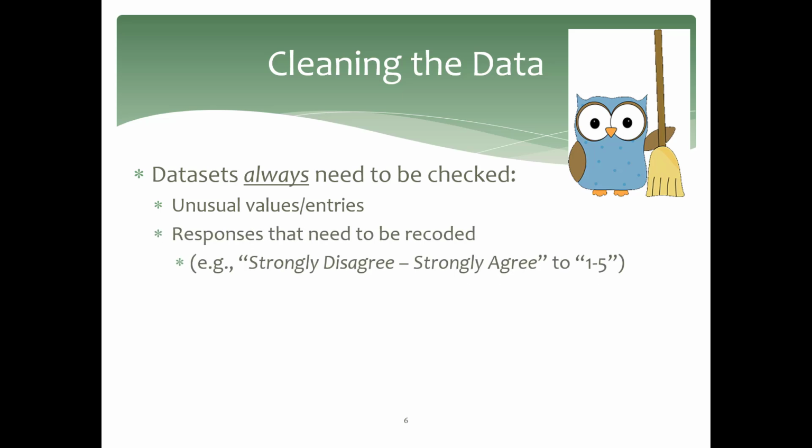Another thing that often happens is that you get responses that need to be recoded. For example, if you administered an item that had a Likert scale ranging from strongly disagree to strongly agree on a 1 to 5 scale, and you got the data in such a way that what you're seeing as values for variables are these, and you want to convert them to a numeric variable ranging from 1 to 5, then you would need to recode your data so that they're numeric.